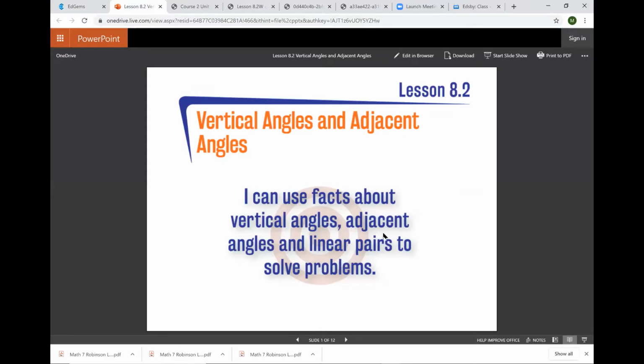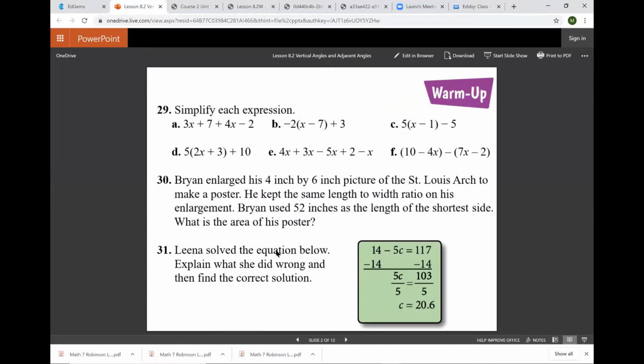Here's our learning target again. I can use facts about vertical angles, adjacent angles, and linear pairs to solve problems. So we are now with our warm-up. So you should be into the second video now. And this is our warm-up that we're going to be doing.